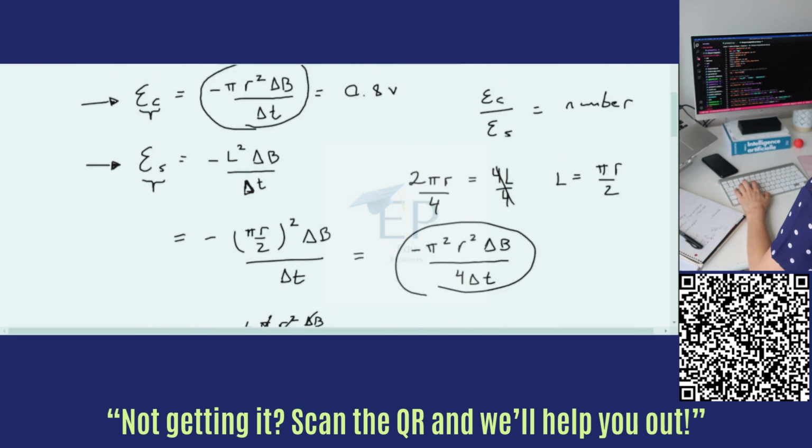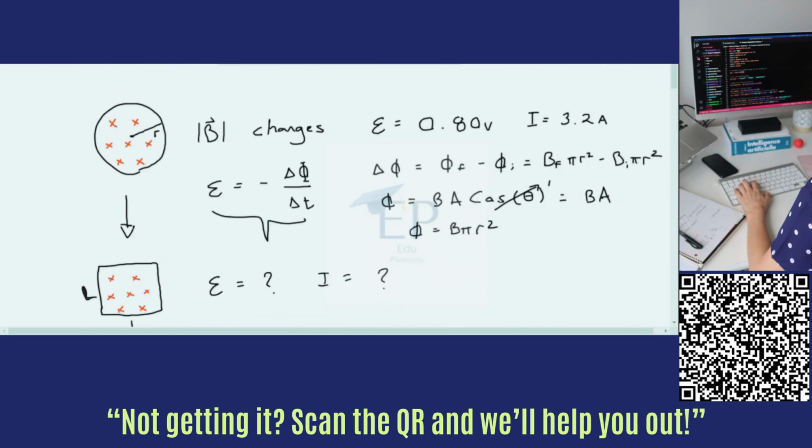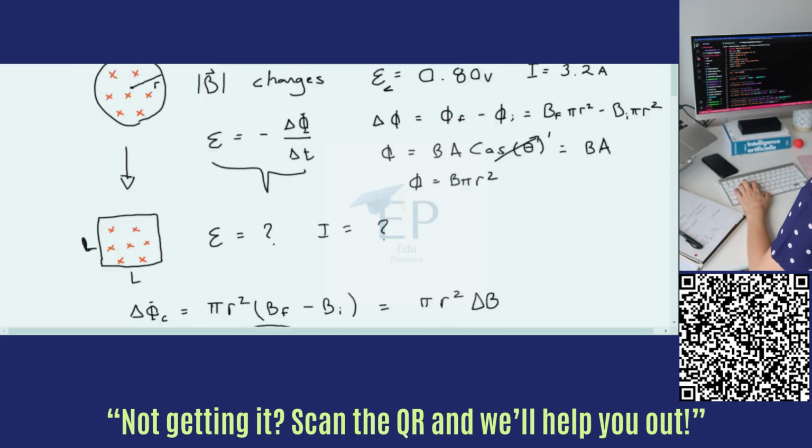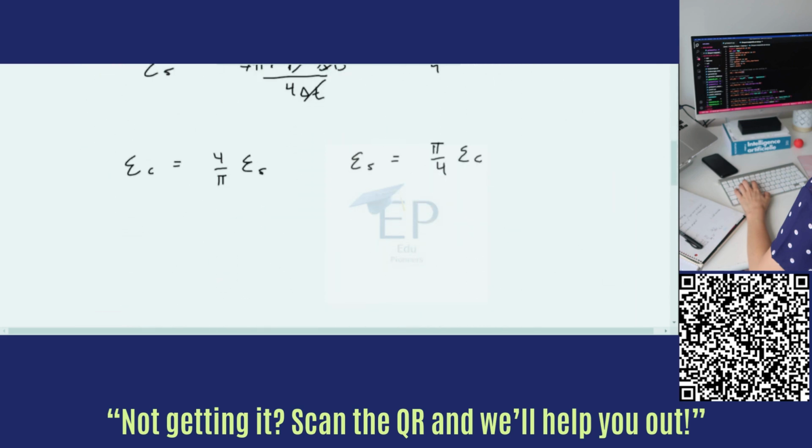So all we have to do is multiply our EMF for the circle, which was 0.8 volts, times pi over 4. And let's see what happens if we do that. We will end up with 0.63 volts. So we have a change in induced EMF because we changed the area of our loop, which means we changed the total flux.